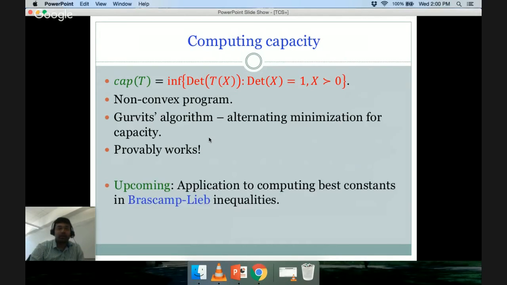And in an upcoming paper with the same set of authors, we give an application of this polynomial time algorithm for capacity to computing best constants in Brascamp-Lieb inequalities. Okay, so this is about computing capacity. Any questions?